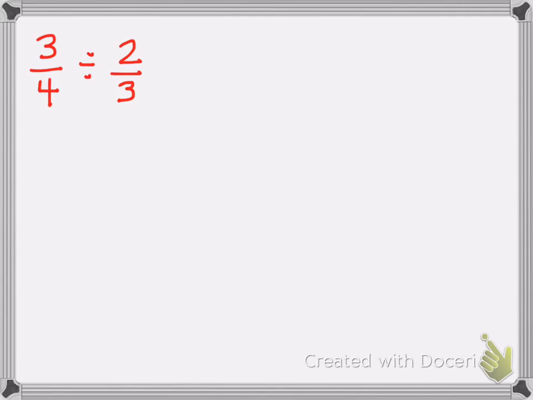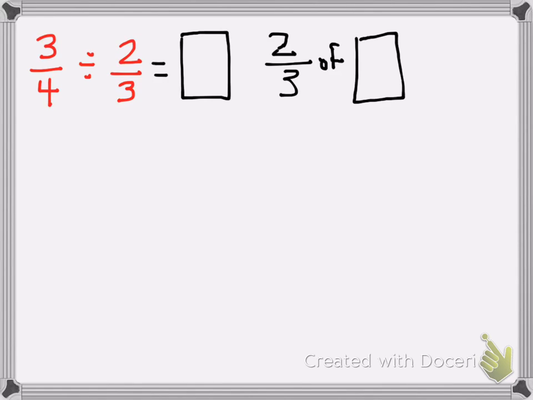This time I want to think of it, let's do this first so we can get used to it. I'm going to change this to multiplication, which is 2/3 of what number is 3/4? 2/3 of some number is 3/4. So now I know that 2/3 and 3/4 are going to be the same thing.